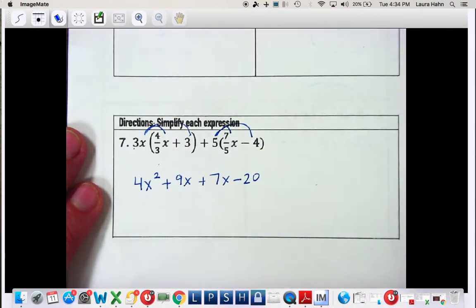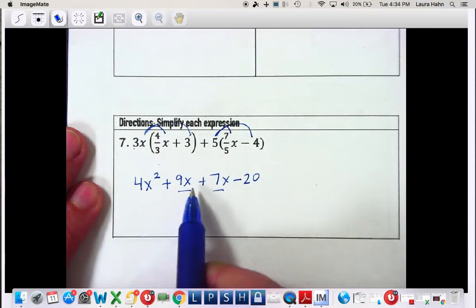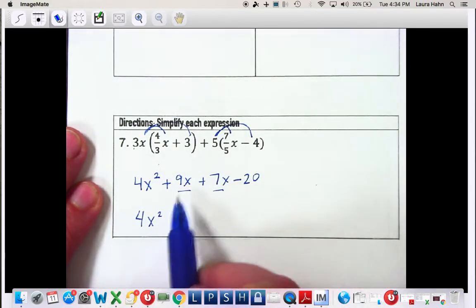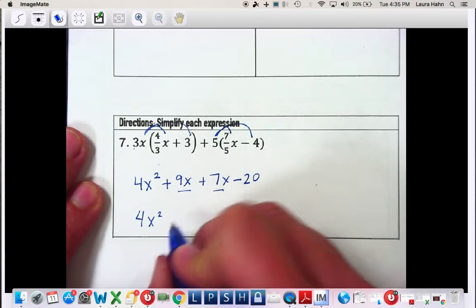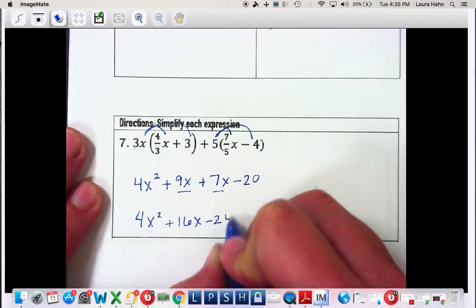Okay, we're not quite done yet because I see like terms, x's and x's. Remember, x squareds are not the same as x. So my 4x squareds drop down. I have 9x's and 7x's. I add those up because we combine like terms, which means add. 9 plus 7 is 16, so plus 16x. That minus 20 falls down.